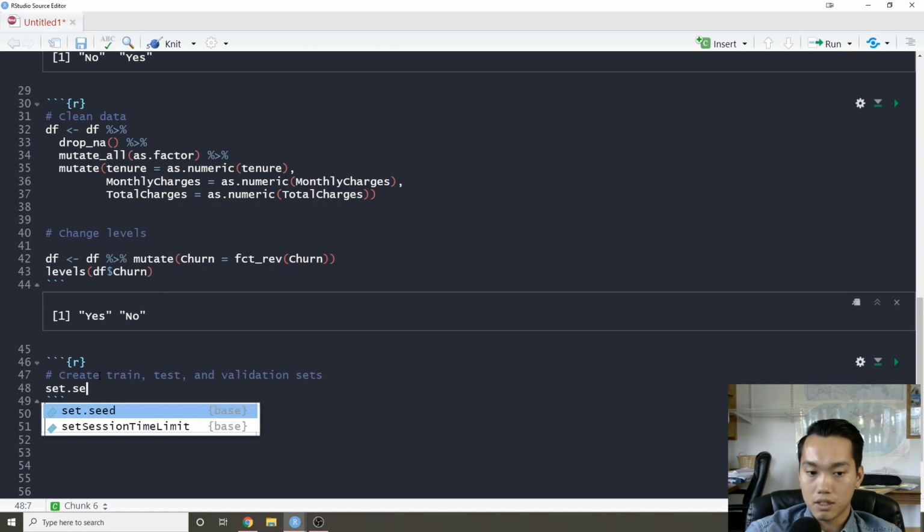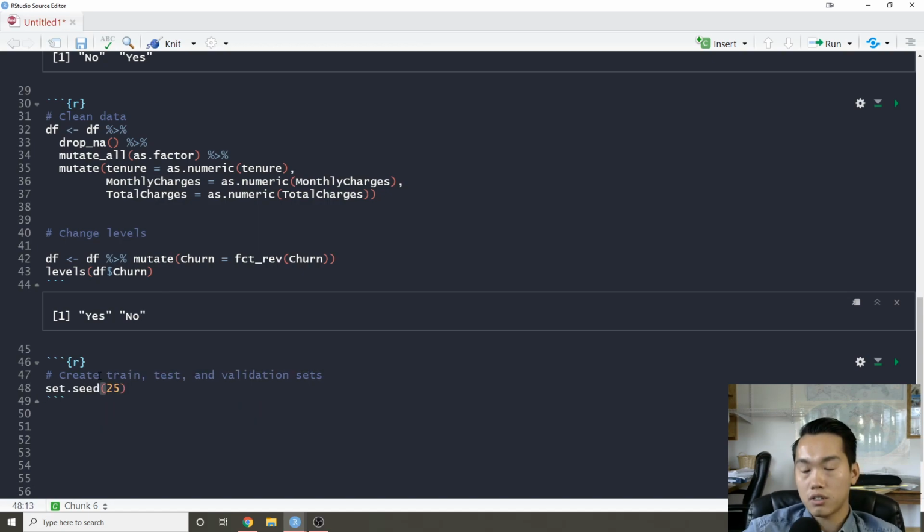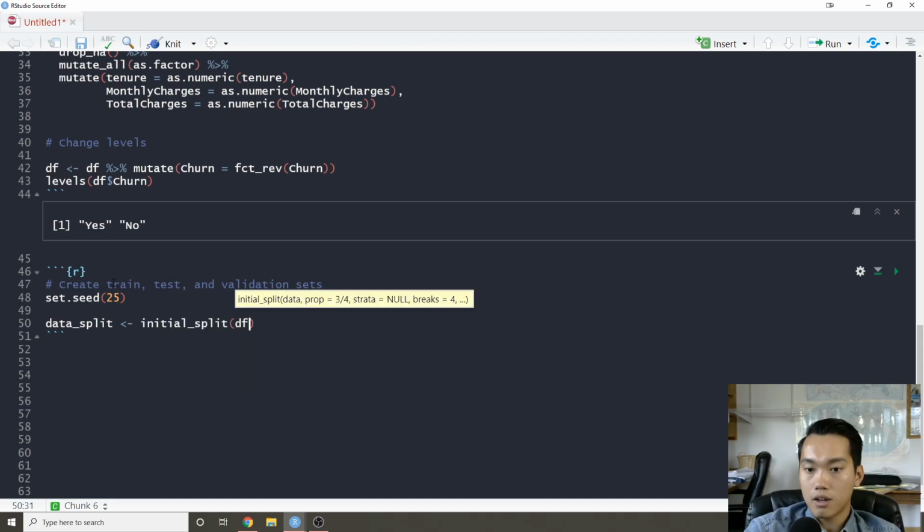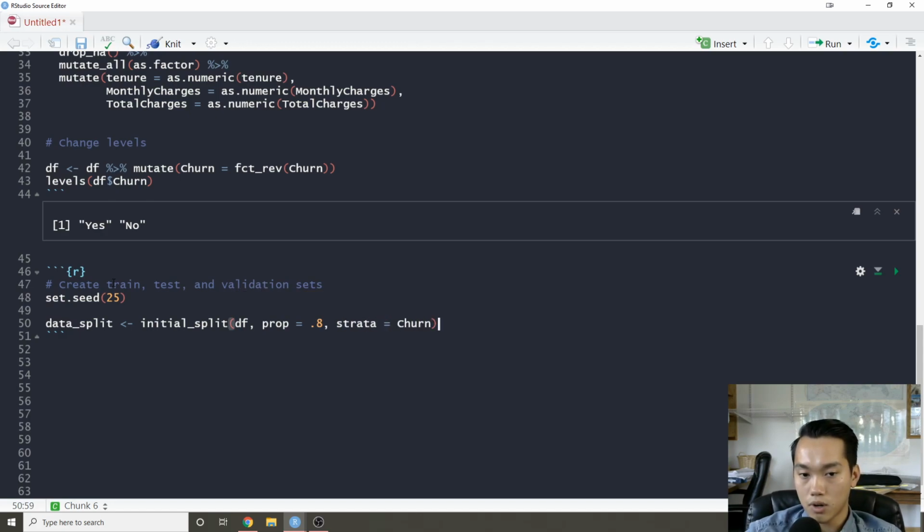I'm going to set the seed for reproducibility, so you can replicate it. I can never say that word. It's a tongue twister. So now I'm going to create the data splits. So data split, initial split, df, prop equals 0.8. We'll say strata is equal to churn, so that we have equal classes for each split.